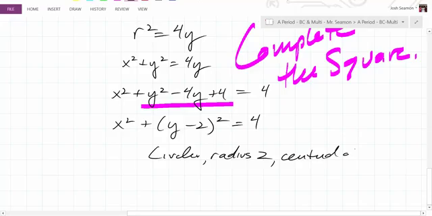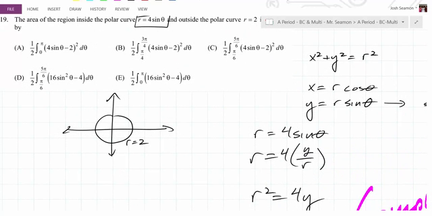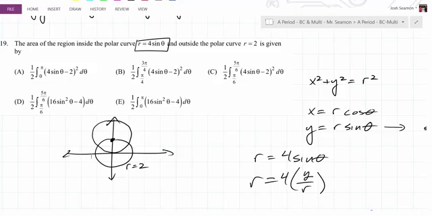Centered at 0, 2. Right. So what does this look like if you were going to actually draw this? It's centered at 0, 2. There's your center, right? So what does this thing look like? Looks like that? Yeah. So this question asks the area of the region inside the polar curve r equals 4 sine theta, and outside. So what are we actually doing here? You're looking at this region right here.